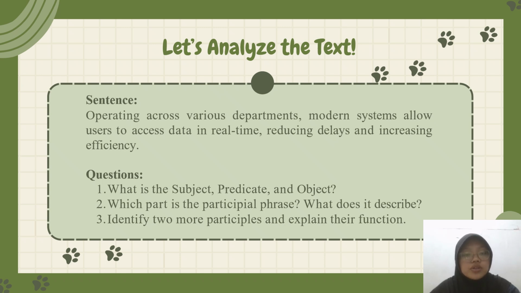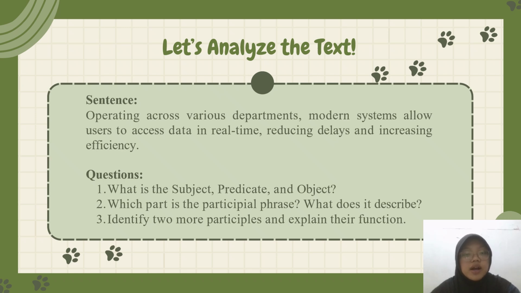Two. Which part is the participle phrase? What does it describe? The participle phrase here is "operating across various departments." This phrase starts with the present participle "operating." This phrase describes "modern systems." It means these modern systems are the ones operating across various departments.